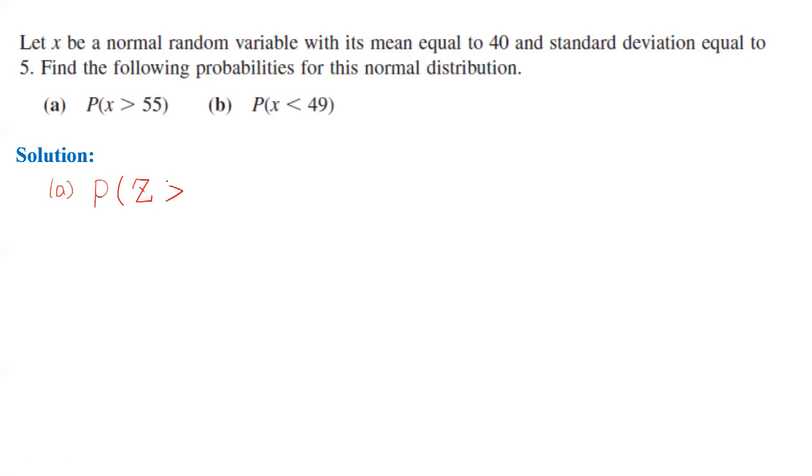And then at the same time, in order to keep the probability unchanged, the right-hand side of the inequality has to be exerted the same transformation, which is minus mean divided by standard deviation, 5. Okay, so we have probability of z is more than 3.